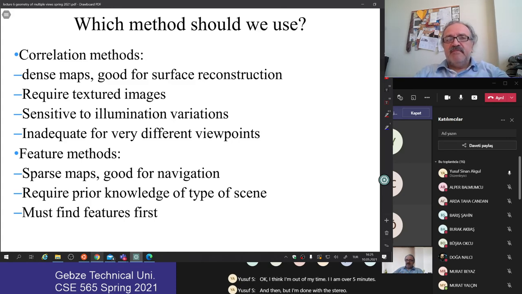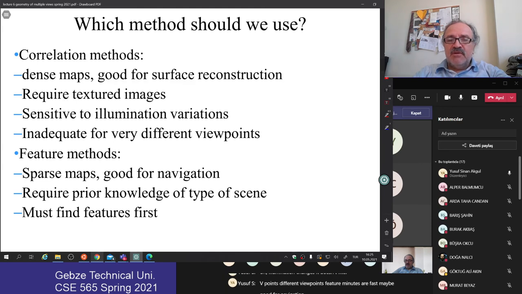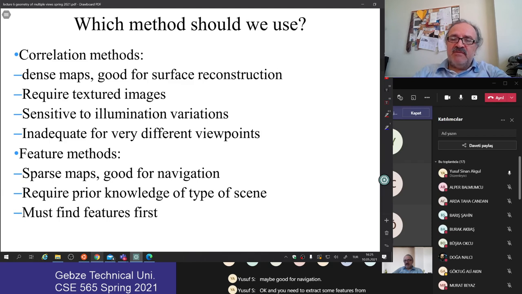Correlation methods, dense maps, good for surface reconstruction, but it requires lots of texture. It doesn't like illumination changes. It doesn't like different viewpoints. Feature maps are fast, maybe good for navigation, okay? And you need to extract some features from the images like SIFT or SURF, okay? And it is feature detection sensitive. That's it about the stereo.